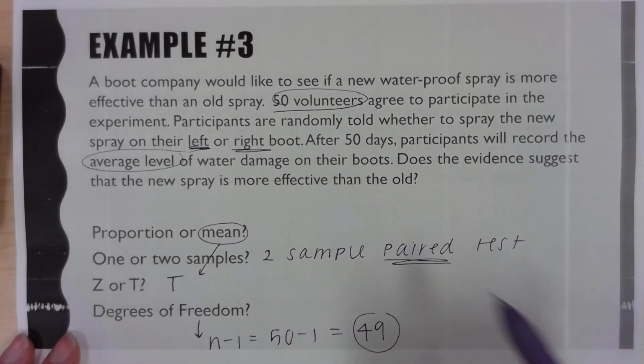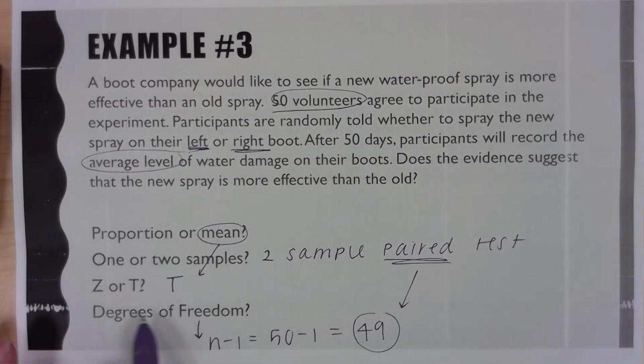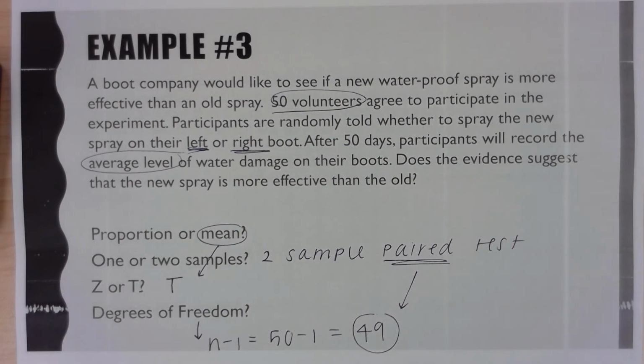Remember that anytime you have a paired test, you can always calculate that degrees of freedom. The only time that we won't be able to calculate our degrees of freedom is if I have just a regular 2-sample t-test.